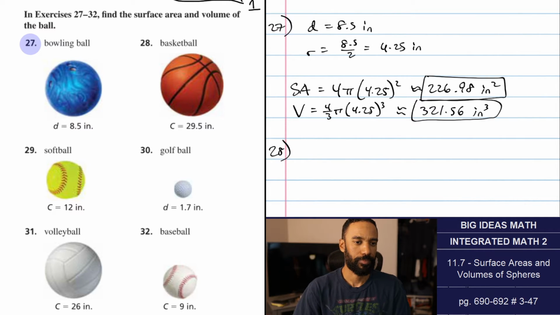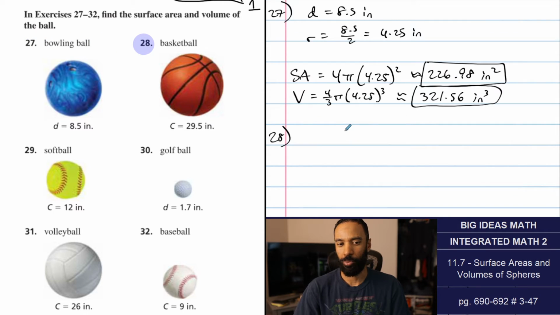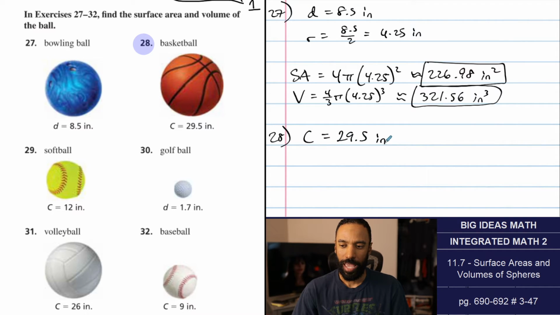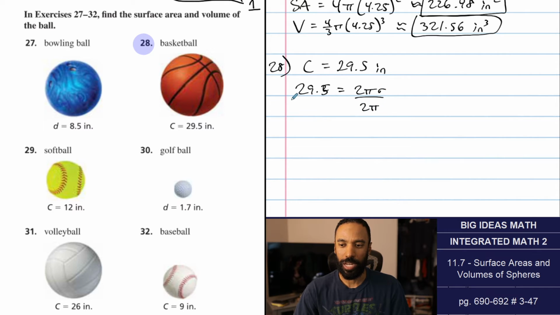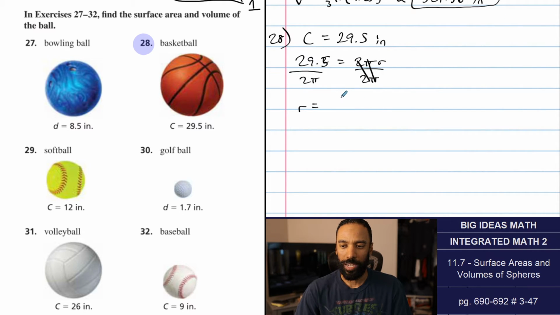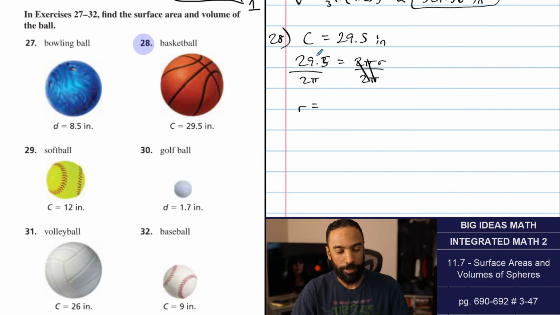All right, number 28. The basketball has a circumference of 29.5 inches. Circumference is 29.5, and 29.5 equals 2 pi times your radius. The problem here is when you divide by 2 pi, I can clean up a little bit of this decimal-wise, but that pi is still going to be in the denominator. So 29.5 divided by 2 can clean up. That'll be the top number. So I'll get 14.75, I think. So 14.75 divided by pi is my version of my radius I'm going to use.